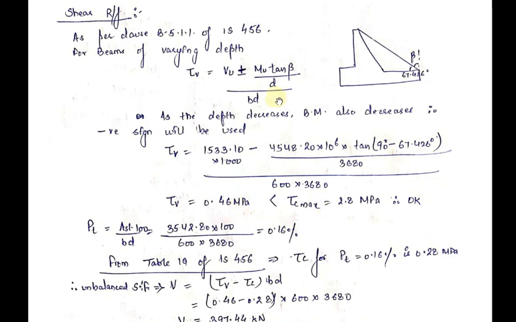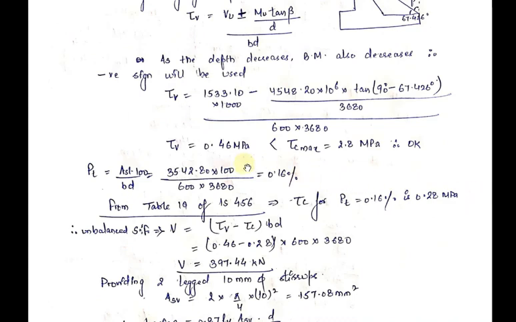After putting all the values, and again here also the value of b will be equal to bw, that is the width of the web, and the width of the web is equal to the thickness of the counterfort. So the thickness of the counterfort is 600 mm. After putting all the values, we will get tau v equal to 0.46 MPa. This is the amount of shear stress which will come in the counterfort, and this value is lesser than tau c max, which is 2.8 MPa for M20. Therefore it is okay.